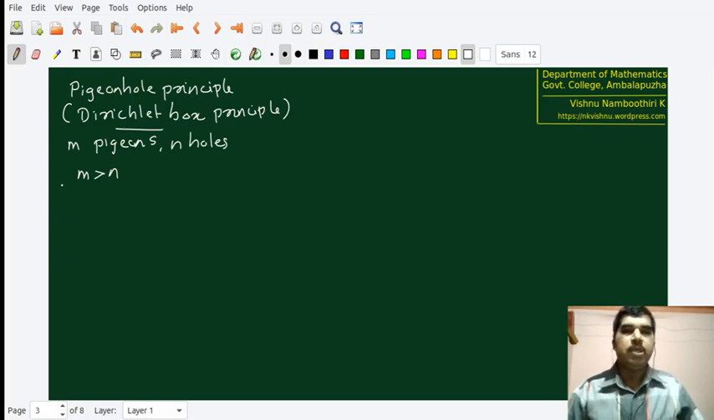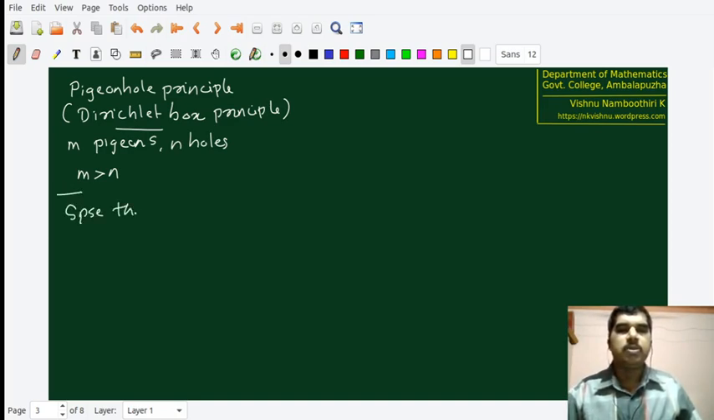So naturally, if all these pigeons have to stay in the holes, then at least one hole must be shared by more than one pigeon. That is, at least two pigeons must be there in one or more holes. So the precise statement is the following.